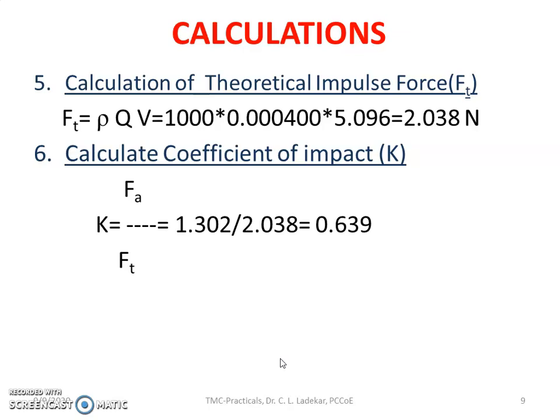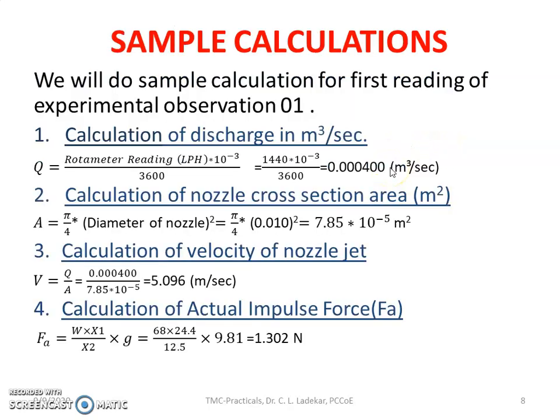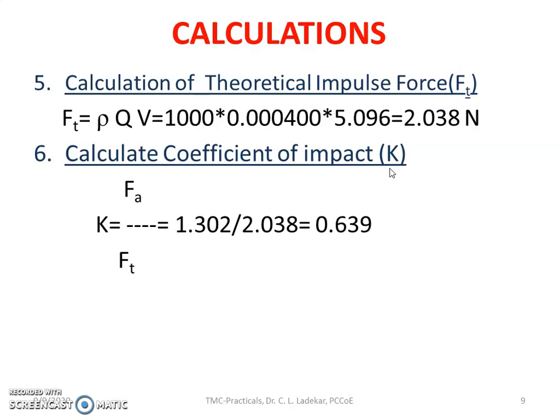If you go and calculate the theoretical force, since this is the flat plate, you can say rho a v. So if you put the value of velocity, you will be getting the theoretical force 2.038 Newton. That means theoretically the force which should be there is around 2.038, but the actual force you can see is 1.302, and you have calculated the coefficient of impact, which is 0.639.